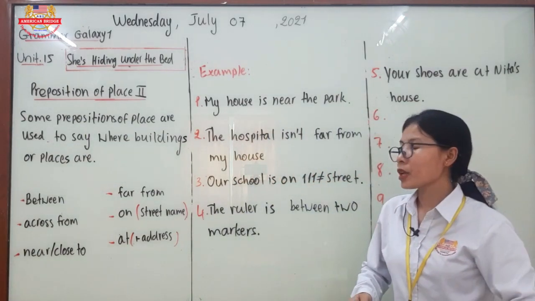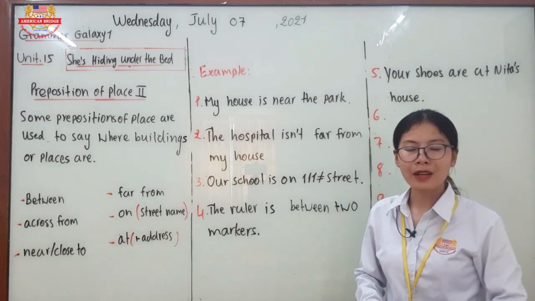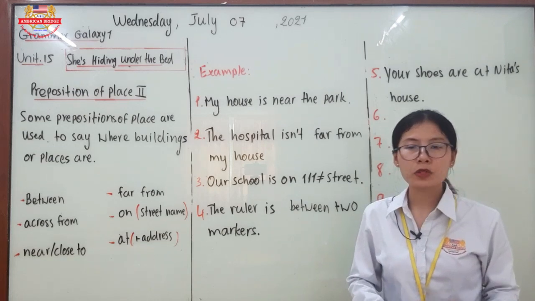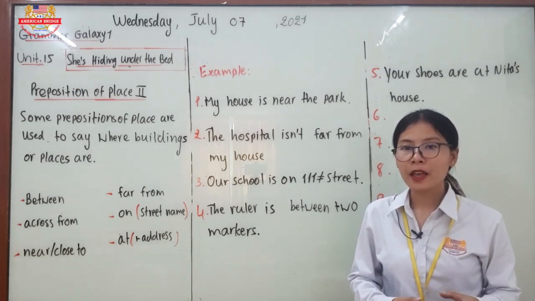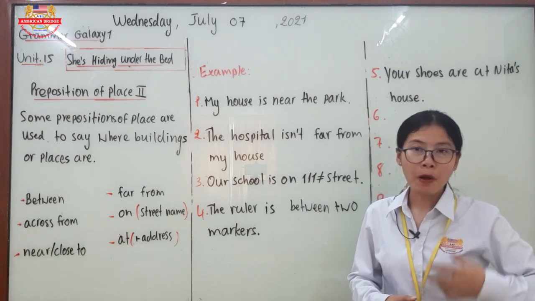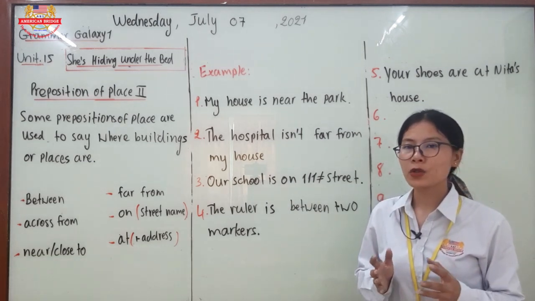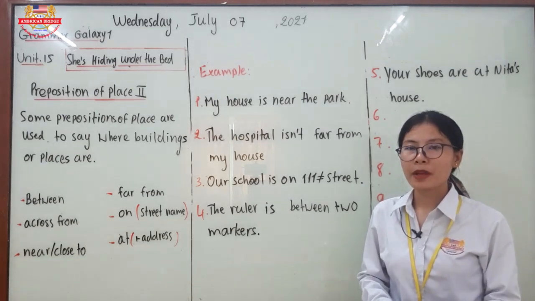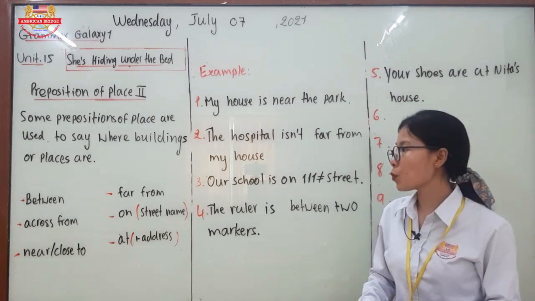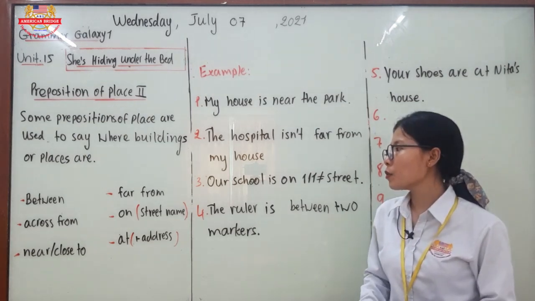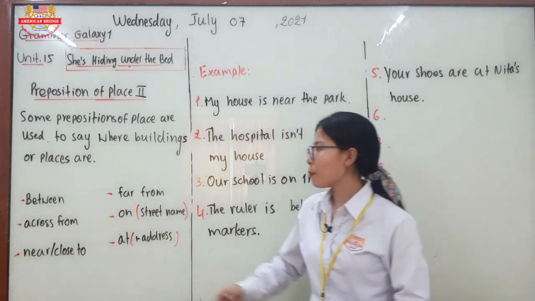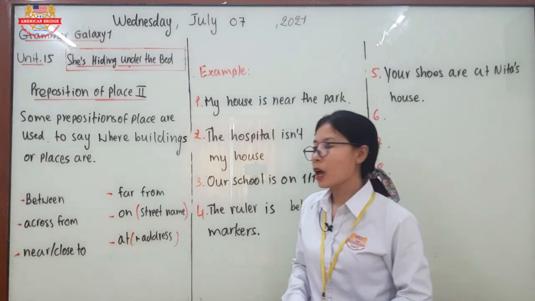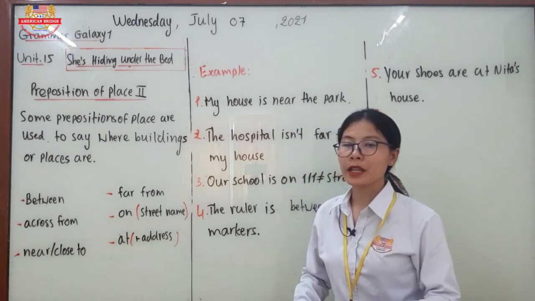Because in the previous lesson you just learned only some prepositions of place and how to use them. So we use those prepositions of place with people, things, or where people or things are, right? So today you are going to learn about prepositions of place again, but about buildings or places. So about buildings or places, we have some prepositions like between, across from, near, or close to, far from, on, or at. Some of the prepositions of place here you can also use to describe people or things too. But most of the time we use them with buildings or places, right?